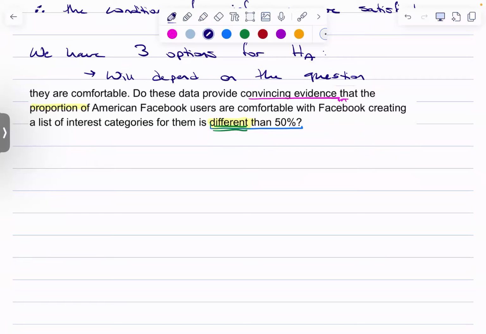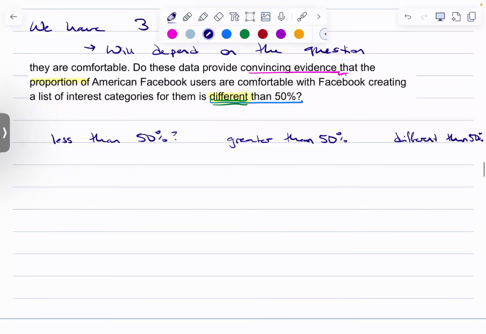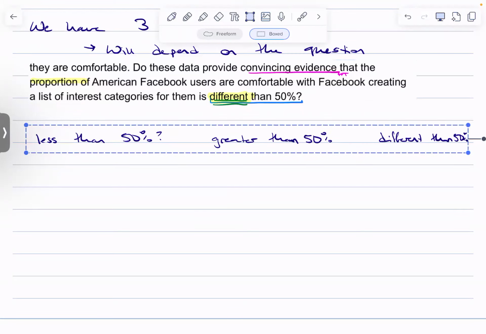Option 1 would be, is it less than 50%? Option 2 would be, is it greater than 50%? Or is it different than 50%? All of them.